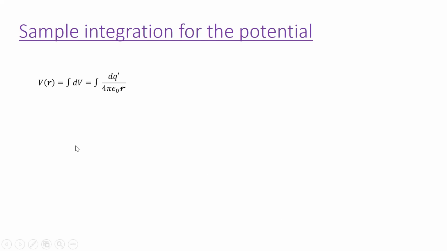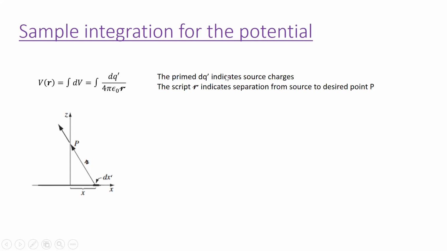Okay, so how do we handle the integral of the electric potential V at a given point R? We add up over all of the region of charge which is contributing, all the little pieces dV of electric potential that are coming from that. And since we know that V is Q over 4 pi epsilon naught R from the last slide, that's going to be dQ prime, and the prime indicates that these are source charges. Those are the charges that are causing our electric field.